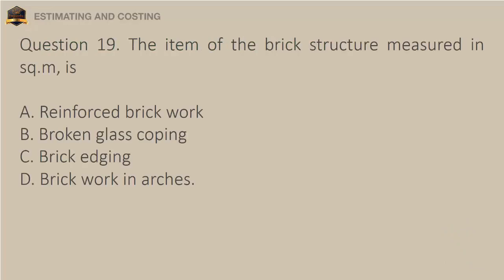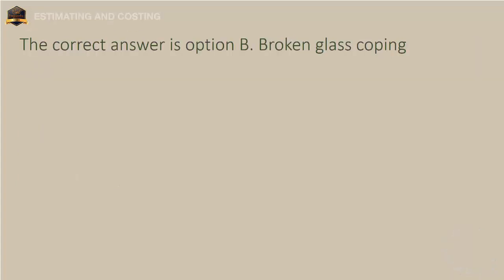Question 19. The item of the brick structure measured in square meters is A. Reinforced brickwork. B. Broken glass coping. C. Brick edging. D. Brickwork in arches. The correct answer is option B, broken glass coping.